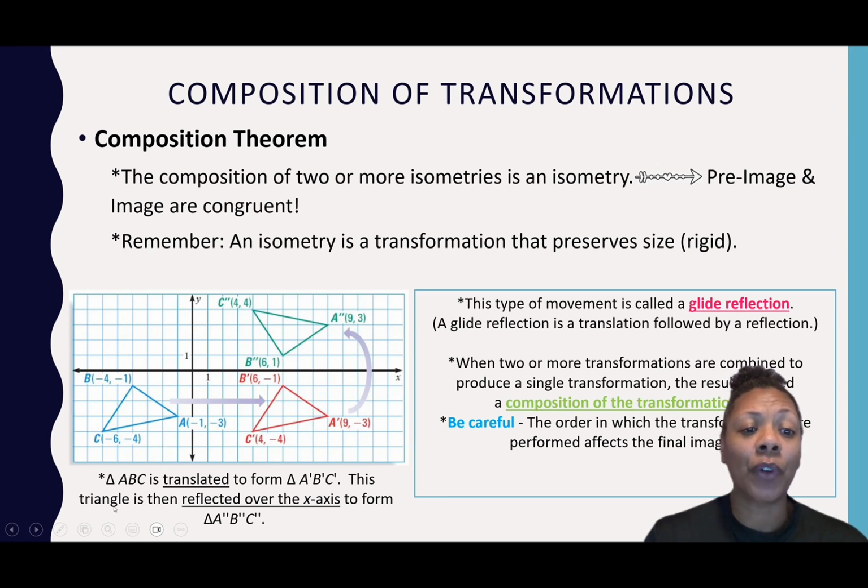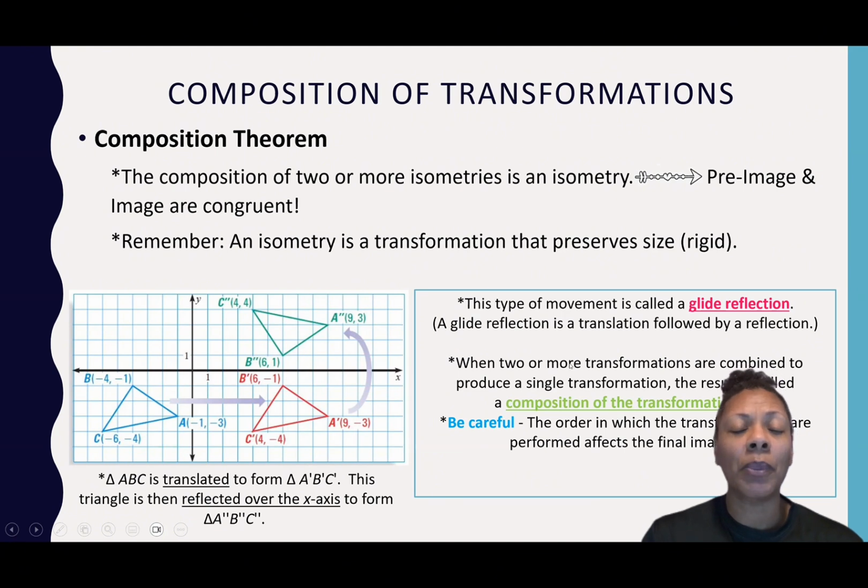It says triangle ABC is translated to form triangle A prime, B prime, C prime. This triangle is then reflected over the x-axis to form triangle A double prime, B double prime, C double prime. Now pay attention. They said that triangle is then reflected, meaning that it does not go back to your original pre-image. It goes from my pre-image to the first image. Now I take the first image and follow the directions for the second transformation. Again, this specific type of transformation is called a glide reflection. That's when you have a translation first and then a reflection.